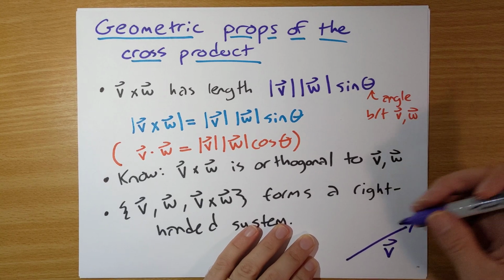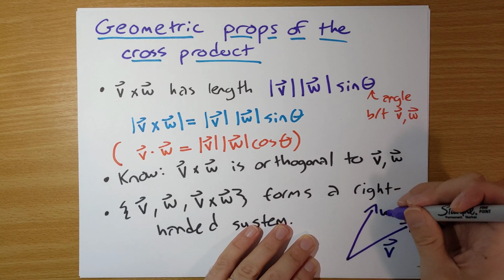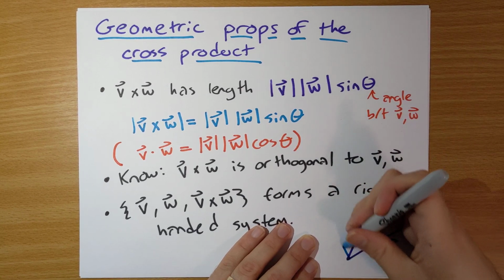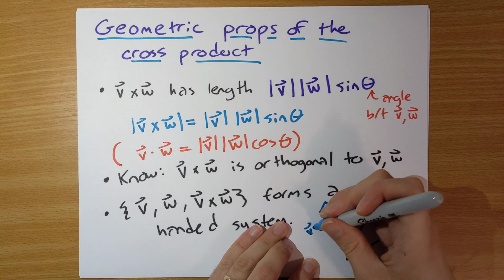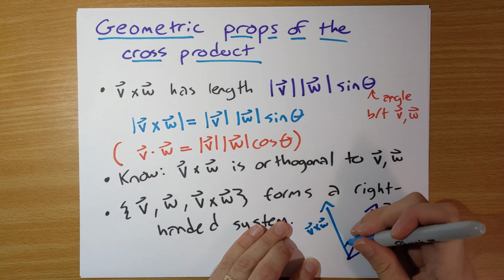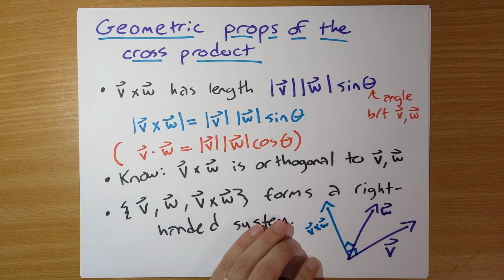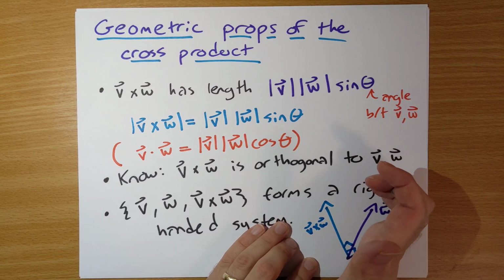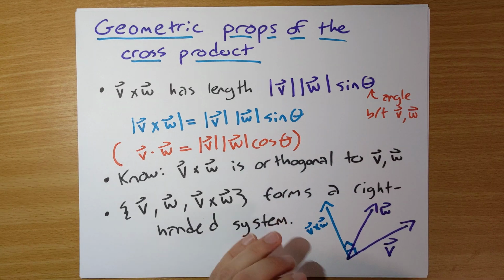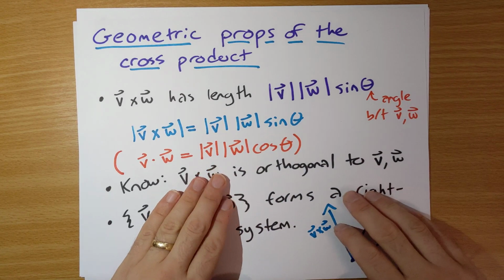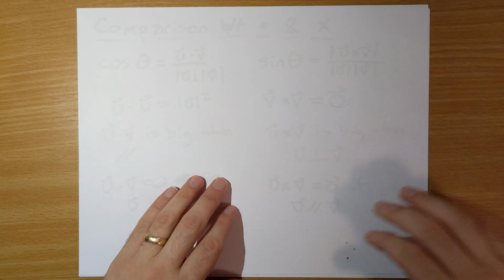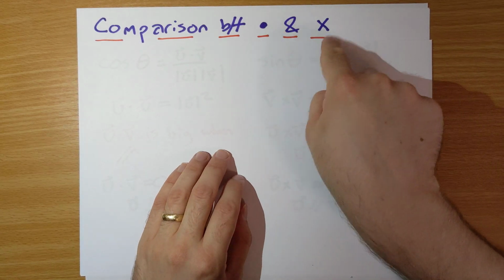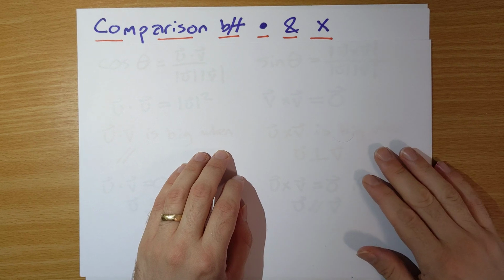If this is V, and this is W here, just generally speaking, V cross W is going to be orthogonal to both V and W, and in the way that you point your fingers in V, curl them towards W, it points in the direction of the cross product. Let's spend some time comparing and contrasting the dot product and the cross product here.